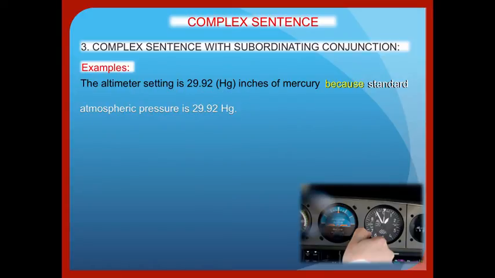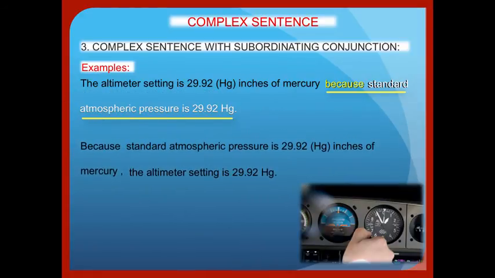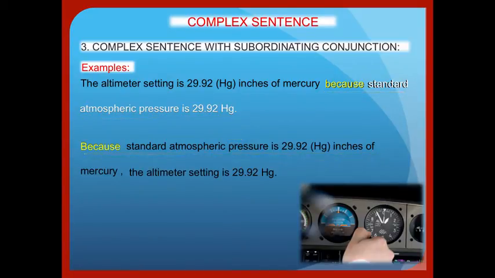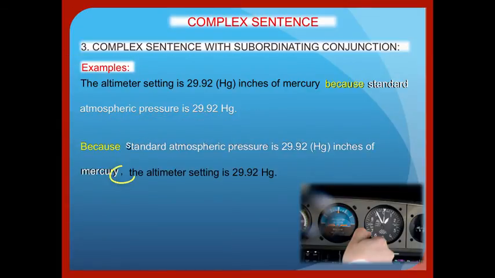In the next example, we move the dependent clause to the beginning of the sentence. Because standard atmospheric pressure is 29.92 inches of mercury, the altimeter setting is 29.92. If the dependent clause is at the beginning of the sentence, then you must add a comma at the end of the dependent clause.